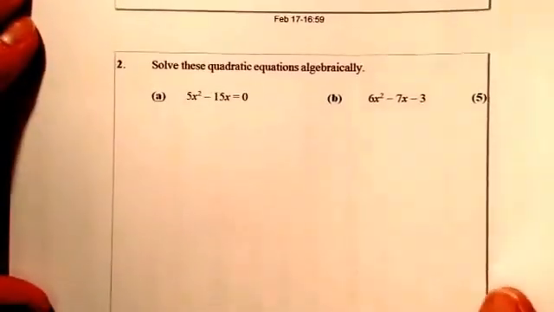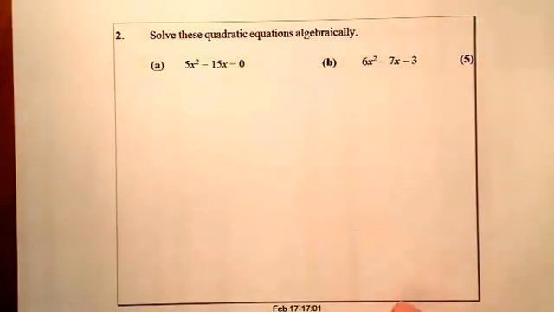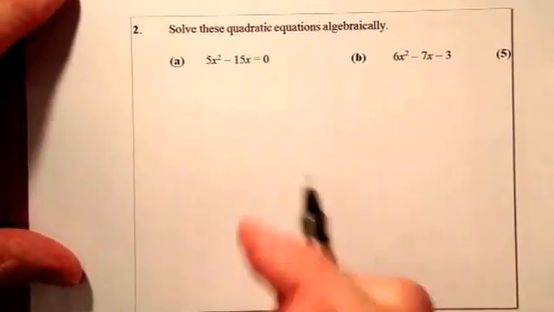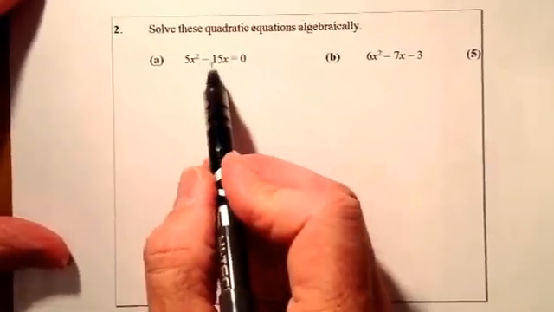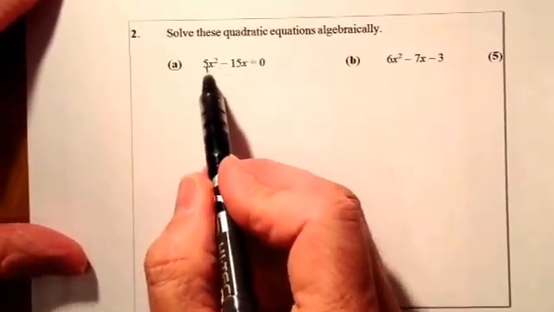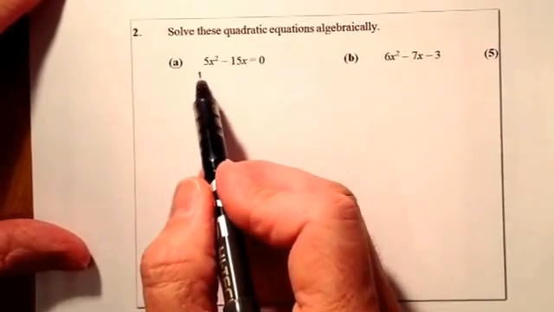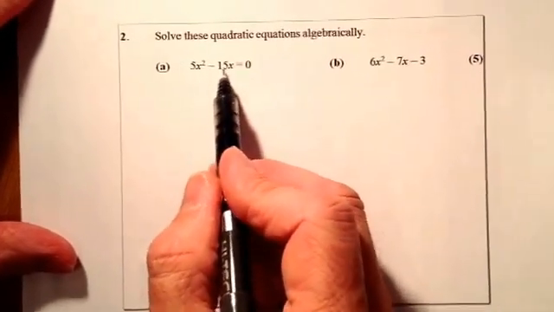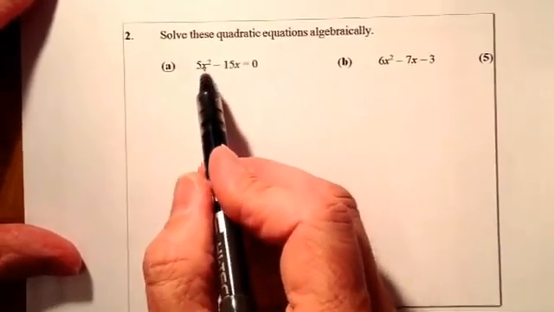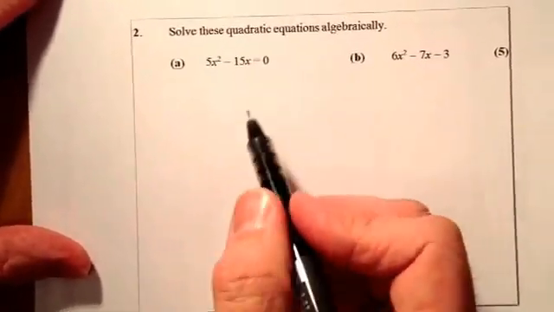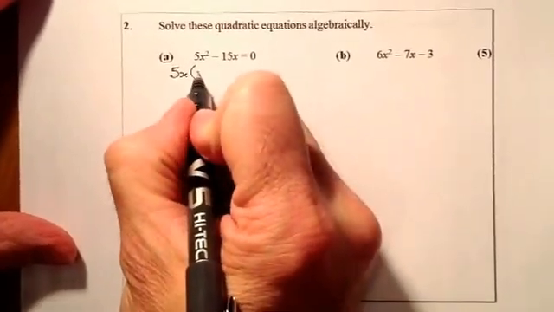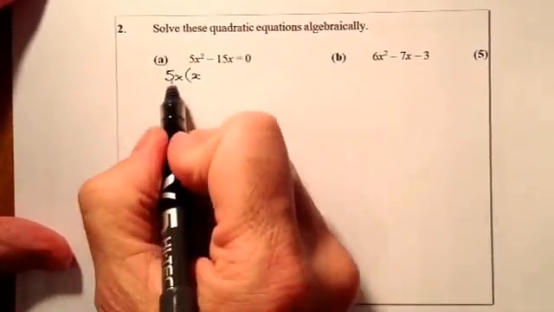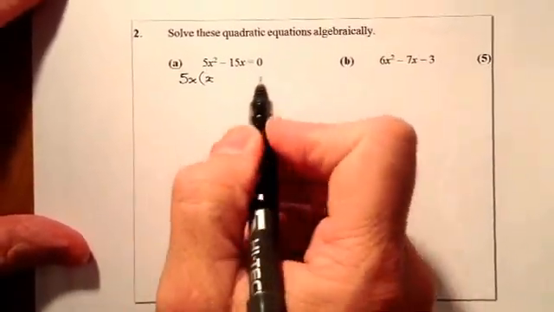Right, so on to question 2, and we have to solve these quadratic equations algebraically. From this one here, I can see that I've got something common between here and here. So I'll take out a common factor. The common factor would be a number and also an x value that I can take out. So I can go for 5x coming out as a common factor. That will leave me with x in there, because 5x times x will give me 5x squared.